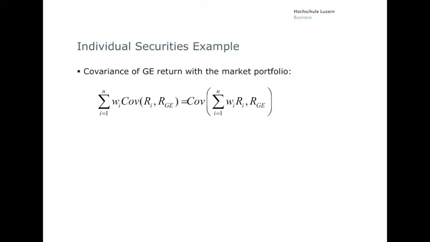If the covariance between GE and the rest of the market is negative, then GE makes a negative contribution to the portfolio risk. By providing excess returns that move inversely with the rest of the market, GE stabilizes the returns on the overall portfolio. If the covariance is positive, GE makes a positive contribution to the overall portfolio risk because its returns reinforce swings in the rest of the portfolio.